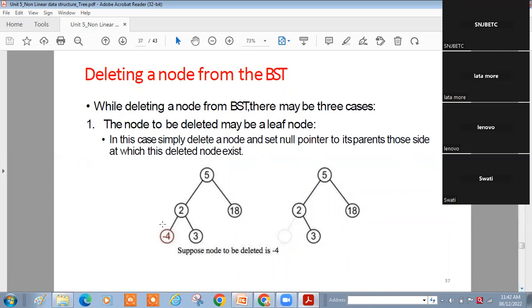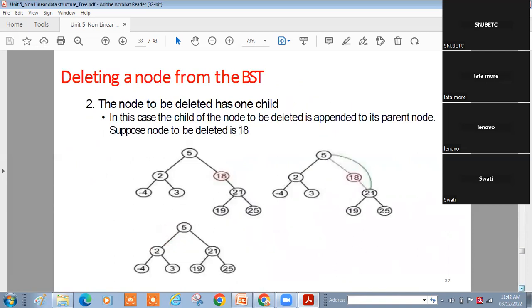To delete an element, there are 3 categories. I can delete the element having only a leaf node. For a leaf node, I can directly remove the element. So 4 is directly removed from this diagram. Next, I can delete an element that has only one child.